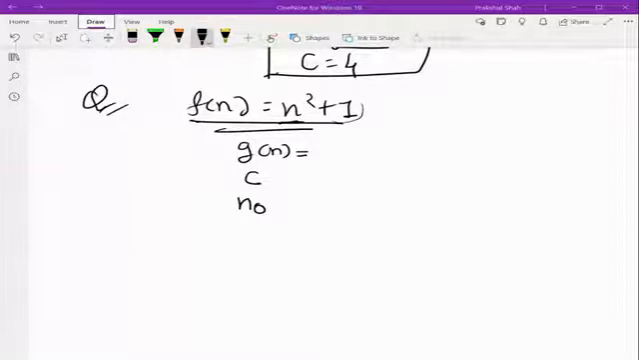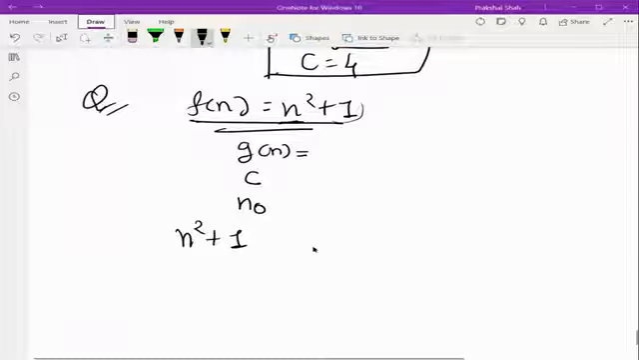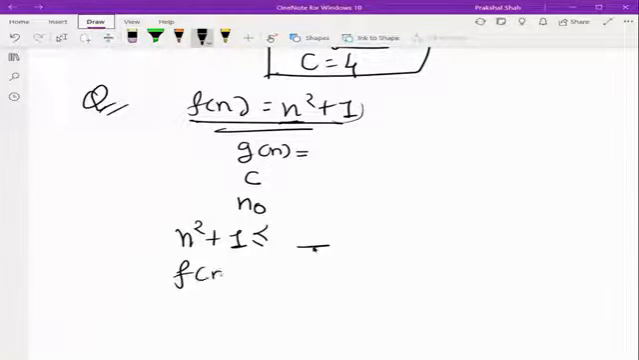Okay, so now I'll solve some problems for you. I have n square plus 1 here, and it should be less than or equal to g of n, which I need to find. So I will compare: f of n should be less than or equal to g of n, and this f of n is n square plus 1.